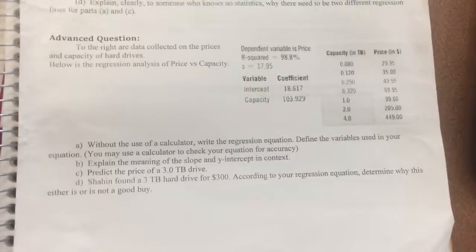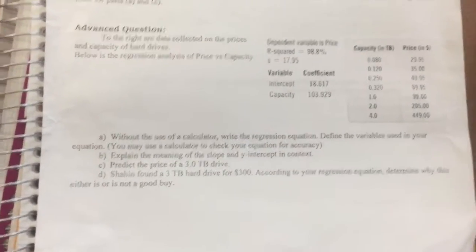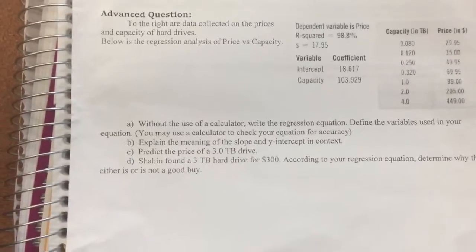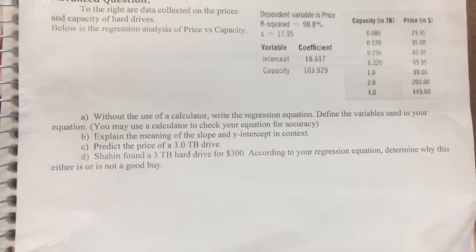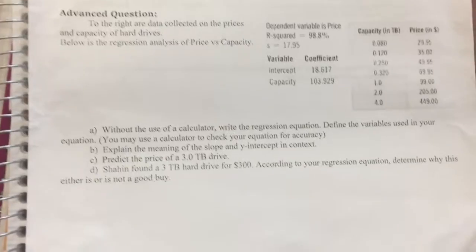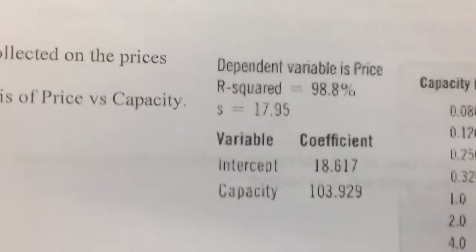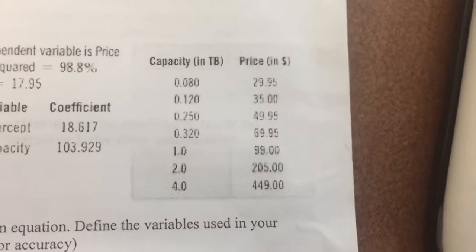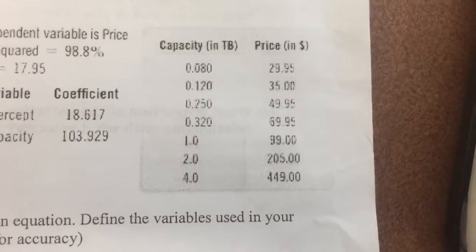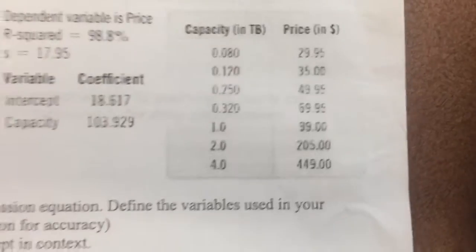So, next is the advanced question. To the right is the data collected on the prices and capacity of hard drives. Below is the regression of the price versus capacity. So, here we go. That's what we got. And here we have the prices in response to the capacity in terabytes.